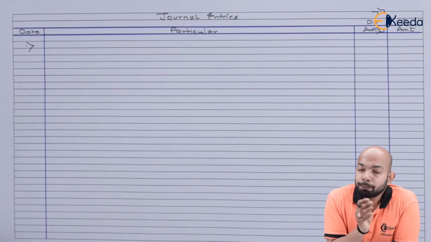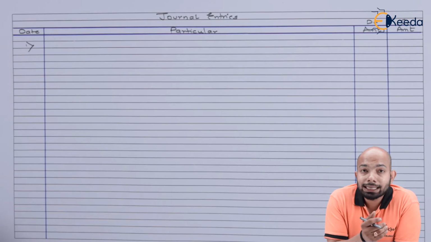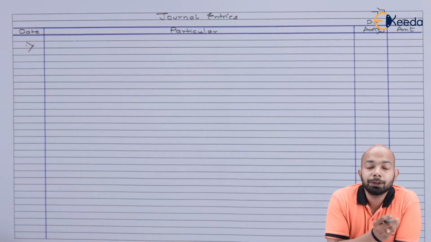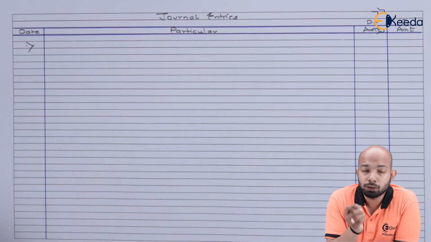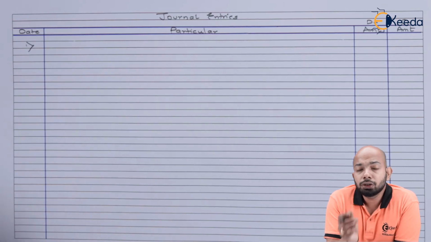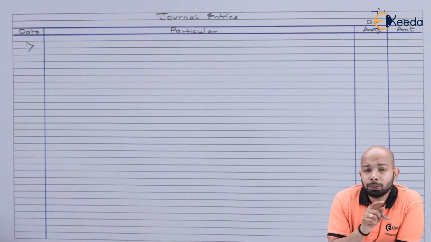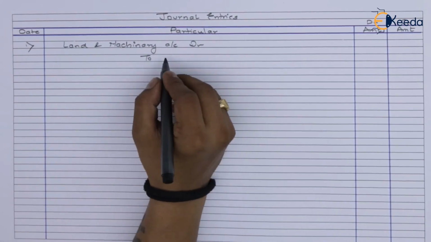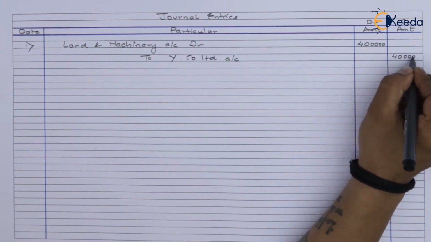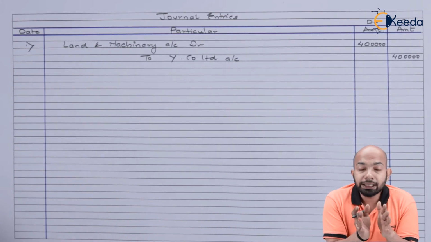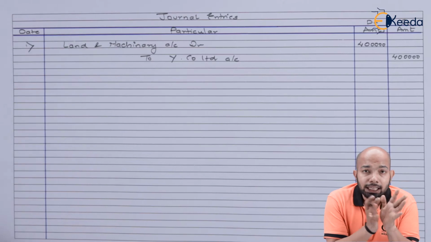Now, the first entry will be procurement of the asset. That means you're purchasing some asset and there is a creditor, that is Y Limited Company. Whenever an asset is being purchased, the asset account is debited to the creditor account or the seller account. So here the entry will be land and machinery account debit to Y Limited Company, for the amount of 4 lakh rupees.